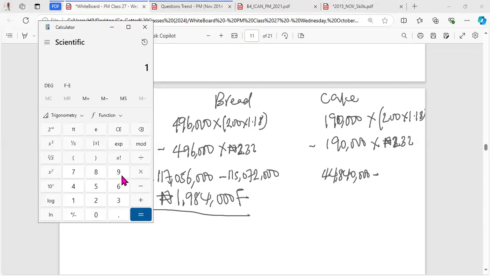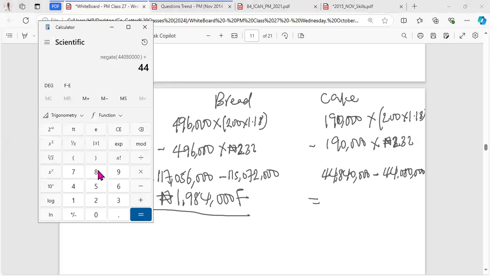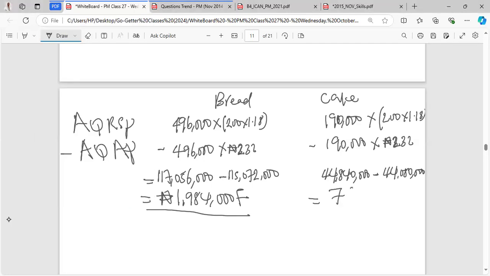Now minus 190,000 multiplied by 232, which is 44,080,000. Another favorable variance is coming. 44,840,000 minus 44,080,000 will give us 760,000 favorable.